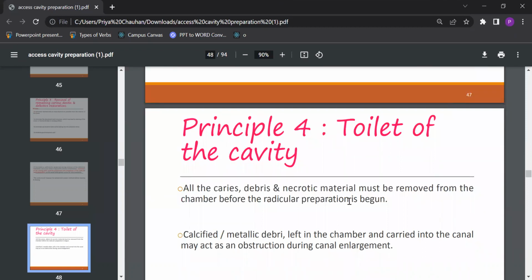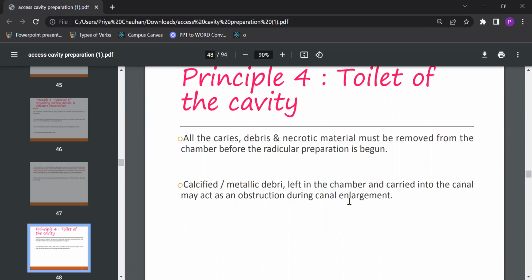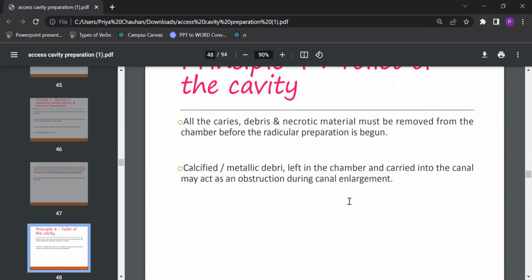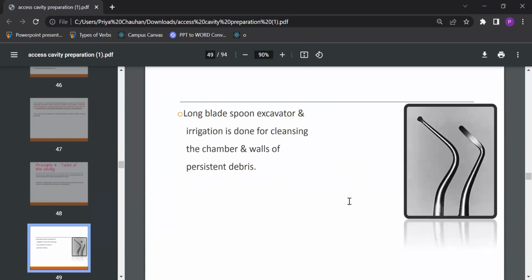Next is principle number 4, the toilet of the cavity. All the caries, debris, and necrotic material must be removed from the chamber before the radicular preparation is begun. Calcific and metallic debris left in the chamber and carried into the canal may act as an obstruction during canal enlargement. So, see the diagram: a long blade spoon excavator, and irrigation is done for cleaning the chamber walls of persistent debris.